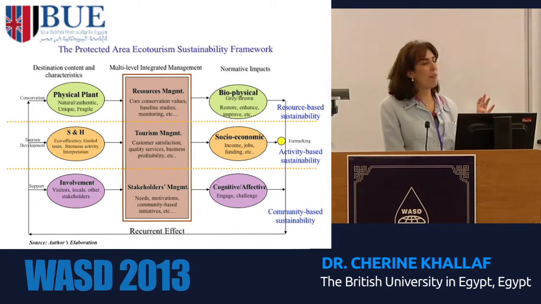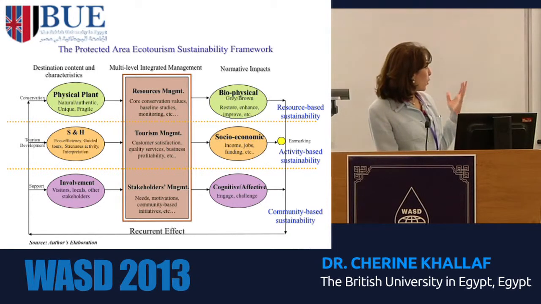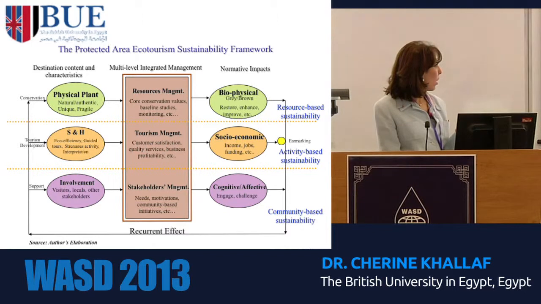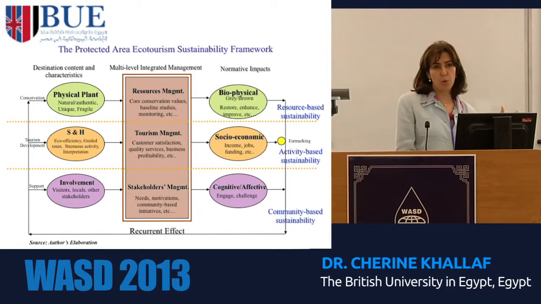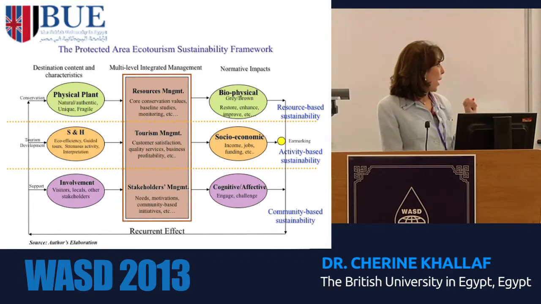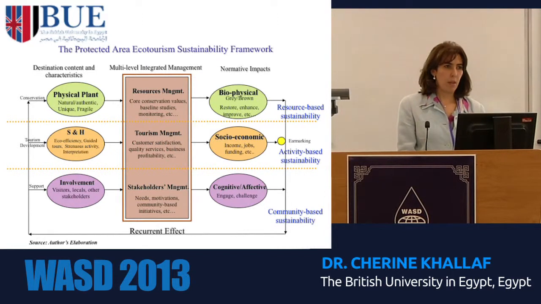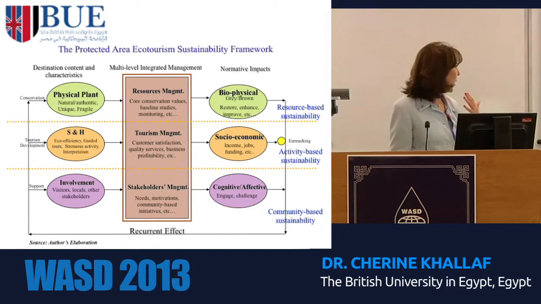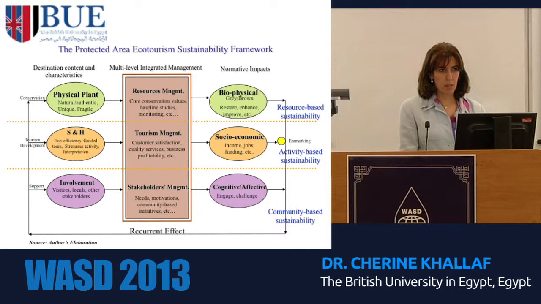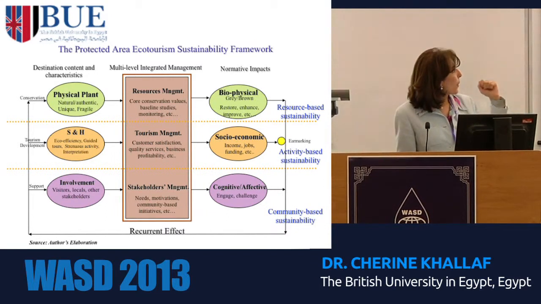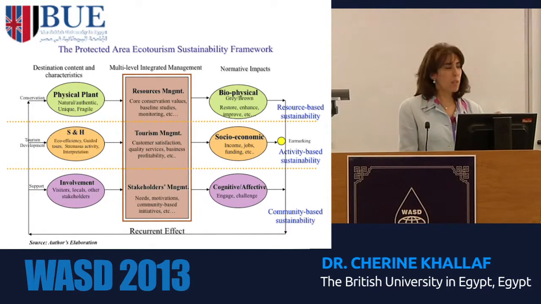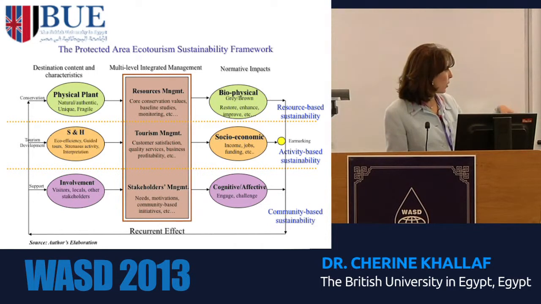On a second level, we also have the operational part, which starts with the services and hospitality, specific to the tourism industry. So it goes through tourism management to produce socioeconomic impacts. And on the third level, we have the engagement level or the human factor. So we have the involvement of the different stakeholders, whether they are visitors, local authorities, whatever, and they go into the stakeholder management process in order to produce what we call cognitive effects. With the cognitive effects, we have the behavioral change. With the socioeconomic, we have, of course, the wealth, the development, the economic part. And with the physical plant or the biophysical effects, we have the ecological impacts. And they all relate together in producing recurrent effects.